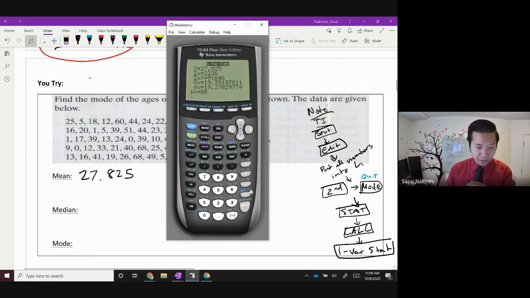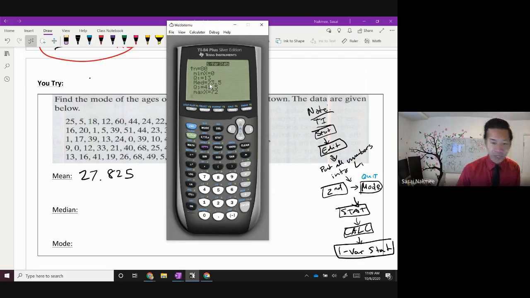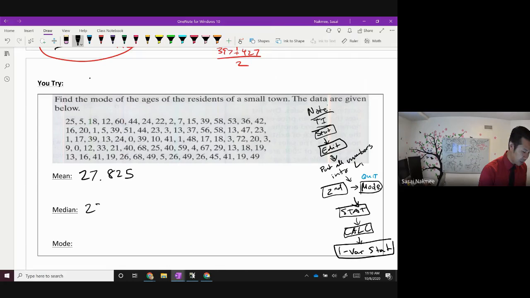Now, how do I find my median? It's the number that's in the middle, and they call it right there. The median is 23.5.